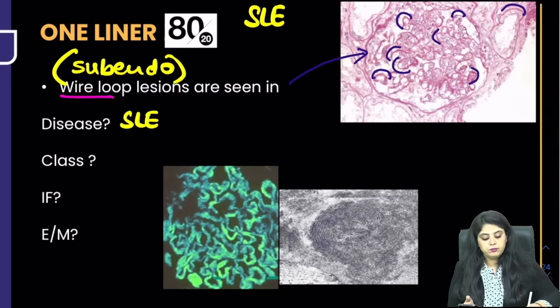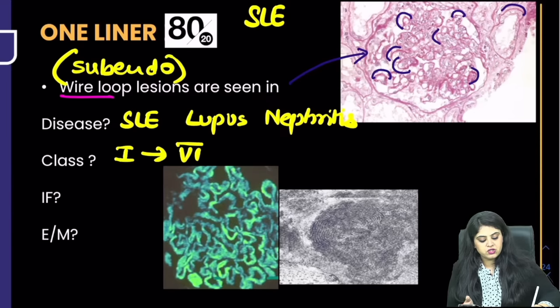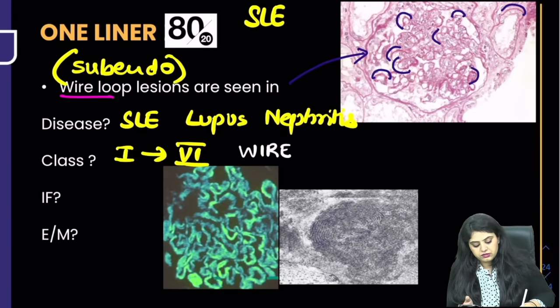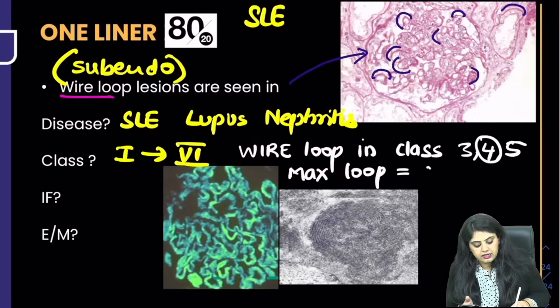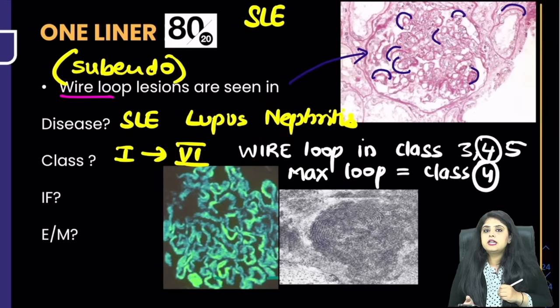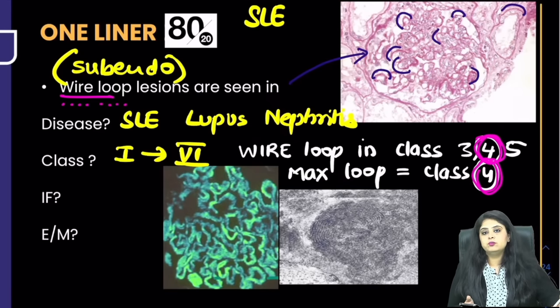How many classes of lupus nephritis do we have? We have a total of 6 classes. The 7th is on its way to discovery. But for now, the textbooks mention there are a total of 6 classes. So please note, wire loop lesions are seen in class 3, 4 and 5, but maximum wire loop lesions are seen in class 4. And you know how we had learnt it? Wire also has 4 alphabets. Loop also has 4 alphabets. The fourth number is the most common one where wire loop lesions are found.